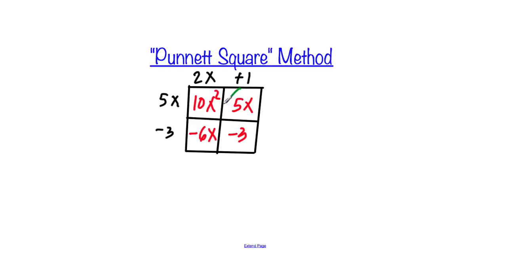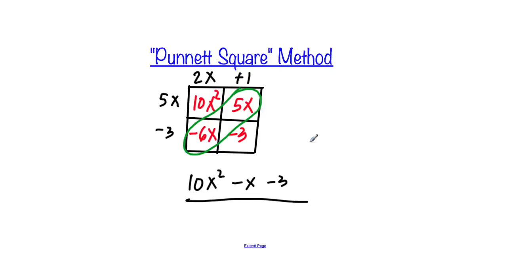Again, group your like terms by looking for the diagonal. After that, simply write out the product. Bring down 10x squared. Add what's in the diagonal: negative 6x plus 5x is negative x. And simply bring down negative 3. And this is the way to get the product of 2x plus 1 times 5x minus 3 using the Punnett square method.